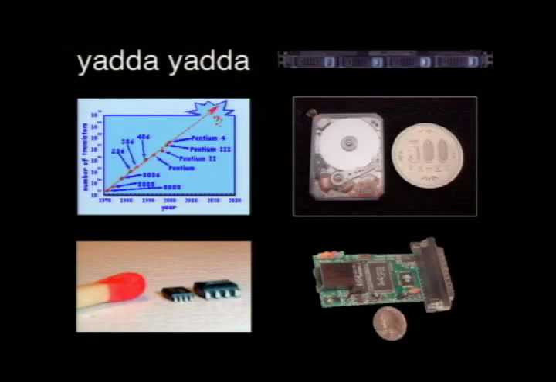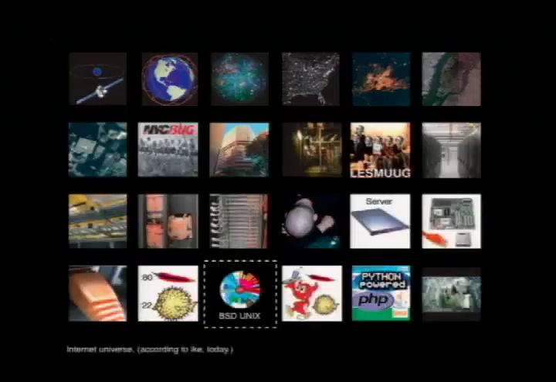We all know about hardware, not worth talking about. Hardware is getting smaller, faster, cheaper. Those little things next to the match head are embedded web servers. Stuff gets small and cheap.